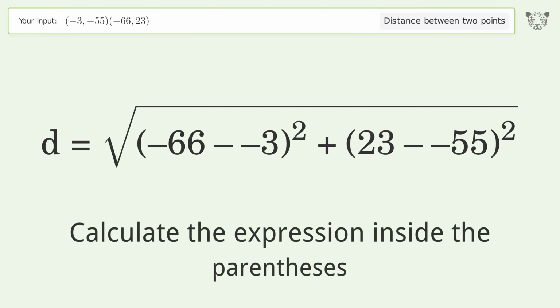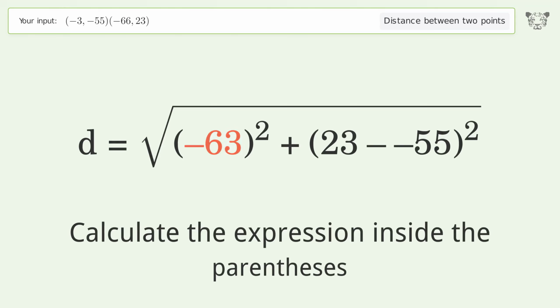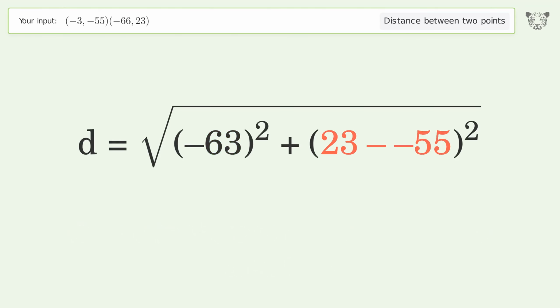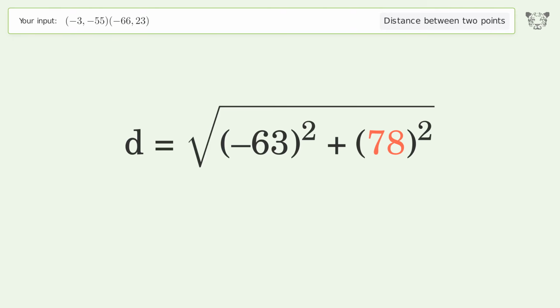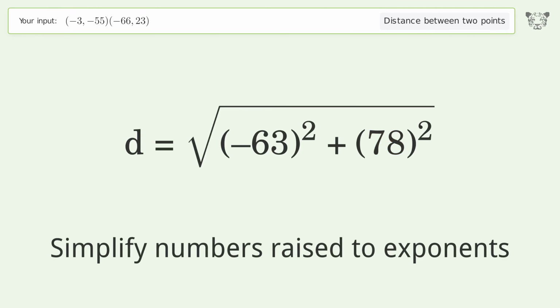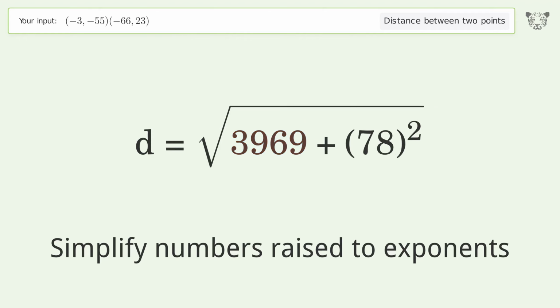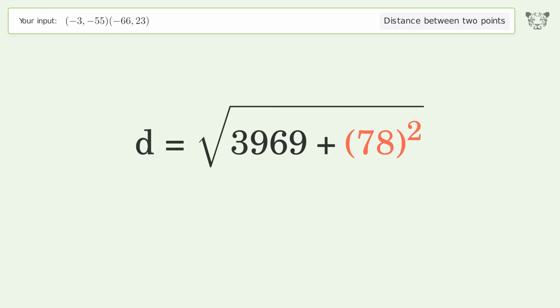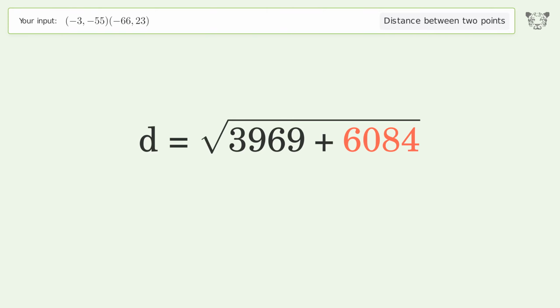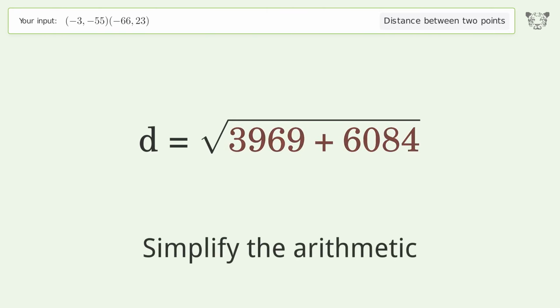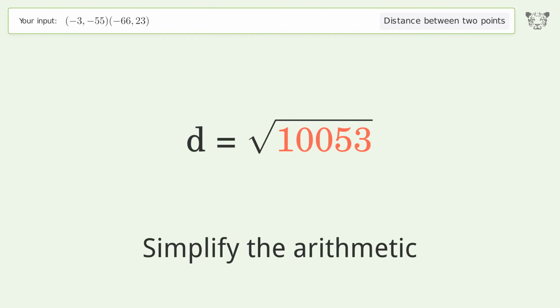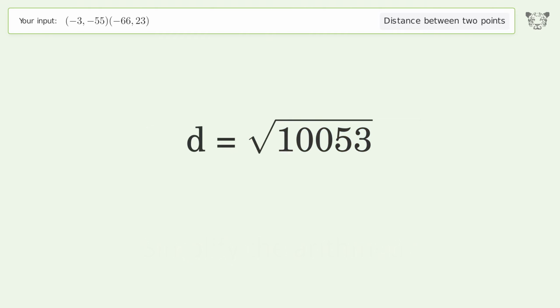Calculate the expression inside the parentheses. Simplify numbers raised to exponents. Simplify the arithmetic. And so the distance between the 2 points is the square root of 10,053 or 100.265.